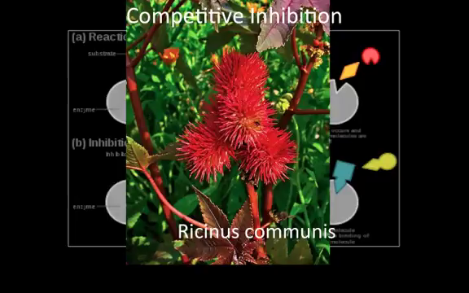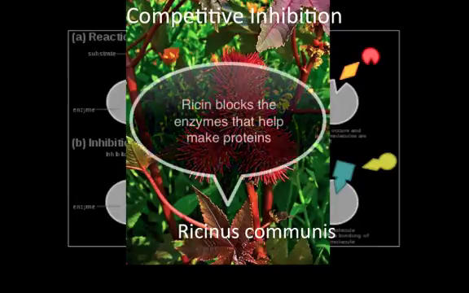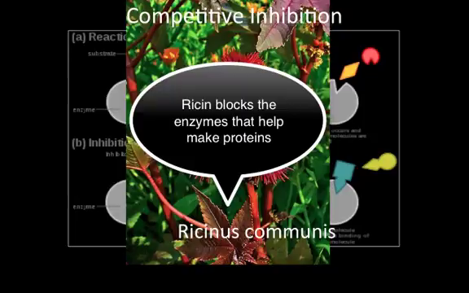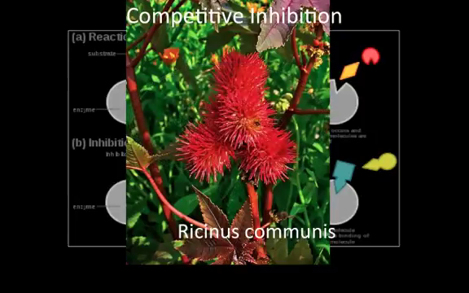Competitive inhibitors, however, can also have dangerous side effects and are so-called poisons. Ricin is a competitive inhibitor that blocks enzymes necessary for protein production. Ricin has been used as a chemical weapon since World War I. It's produced by a plant called the castor oil plant. Ricinus communis is its scientific name.